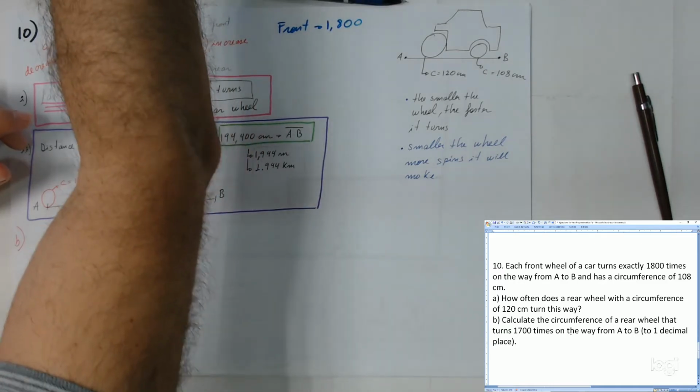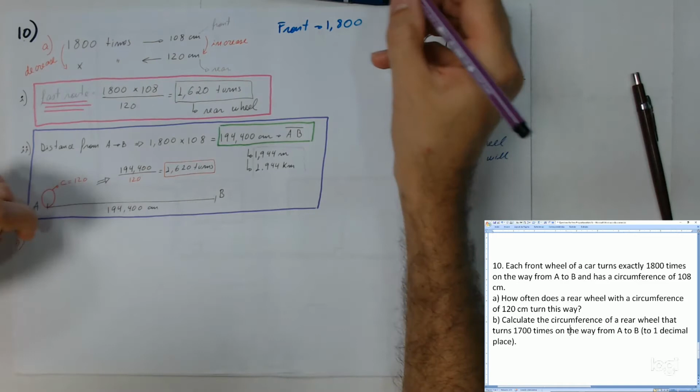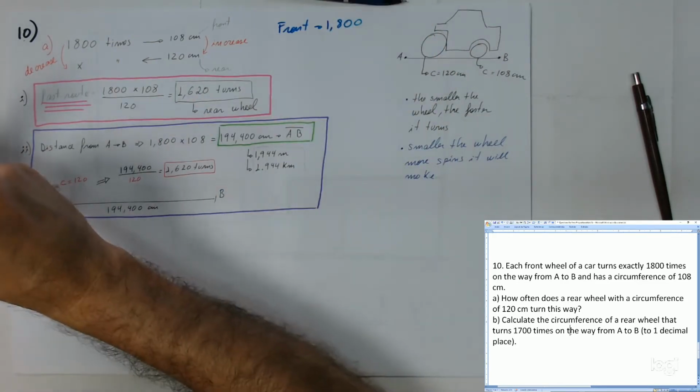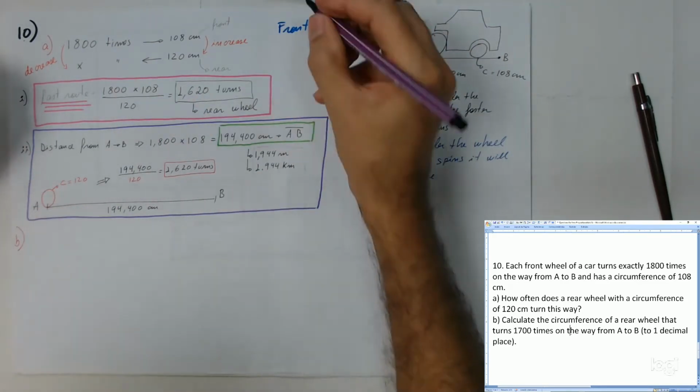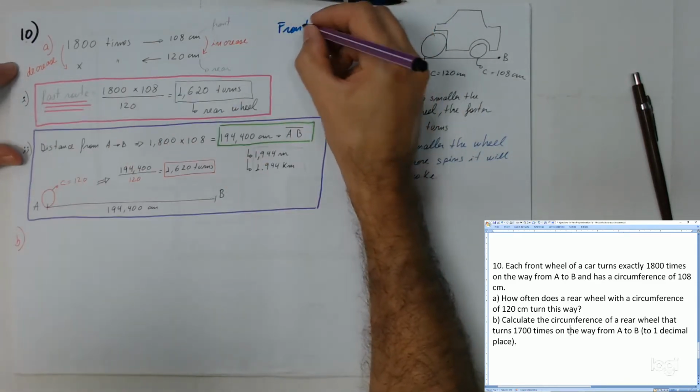What about the rear wheel? I have to switch because the blue is not good. What about the front turns this way? And what about the rear?